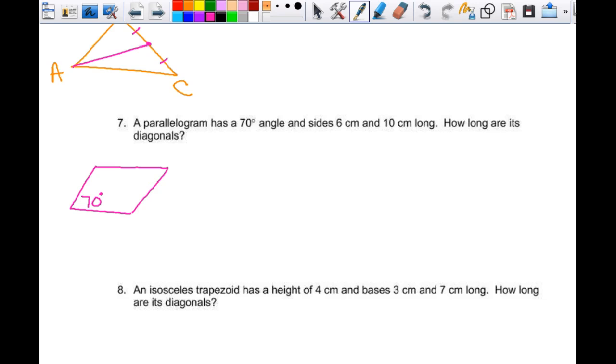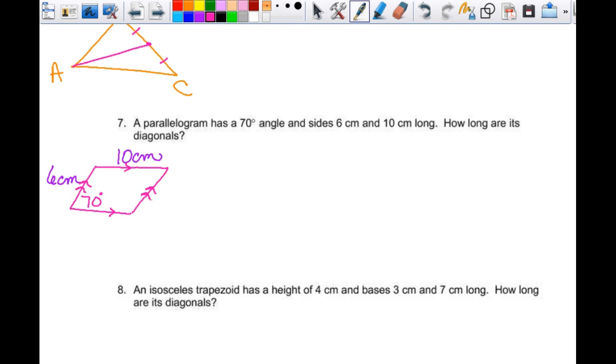Do you necessarily know which is which? No. Do you think it really, really matters? No, it really doesn't. So we'll do 6 centimeters, 10 centimeters. Okay. All right, so what do we know about parallelograms? Opposite sides are parallel. That's what makes it a parallelogram, right? So these are parallel, and these are parallel.